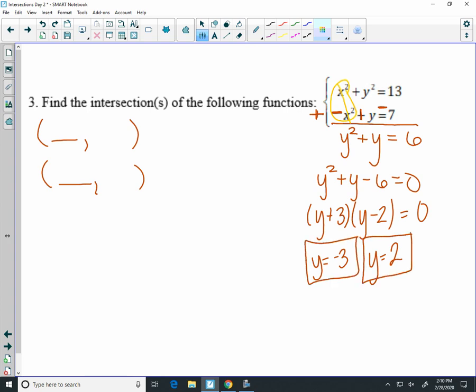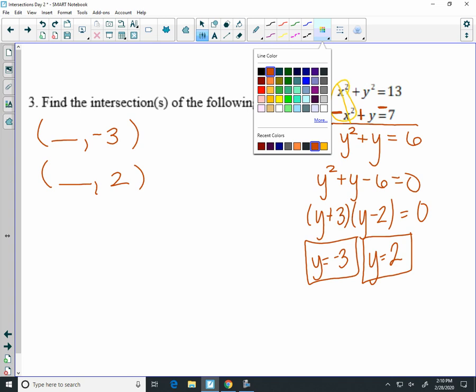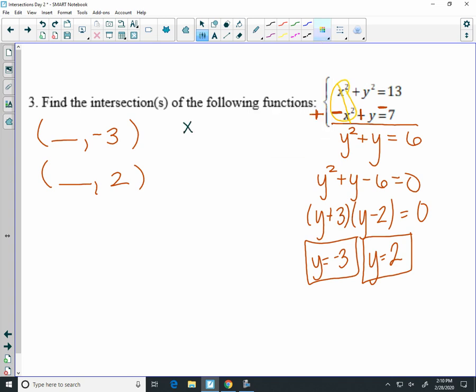And the reason I built these is because now when I plug back in, it's dangerous for me. I'm more likely to flip my x and y. Once we have our first variable solved for, now we're going to plug back in. You can plug back into either equation, like I've said, but I do think you want to pick the less complicated equation, and I usually pick the original version. So the original version of our equation was x squared minus y equals 7. So I'm going to plug in negative 3. So x squared minus negative 3 equals 7.